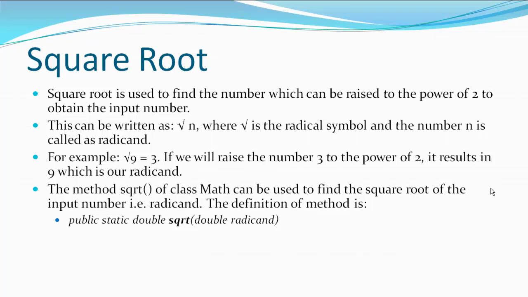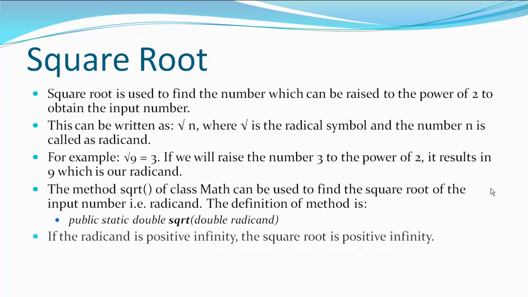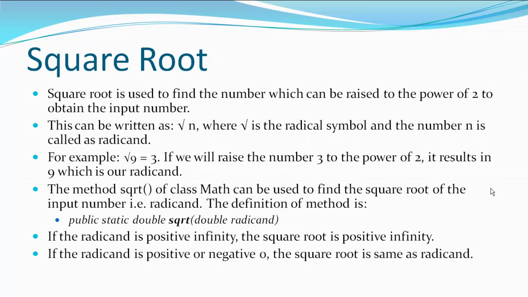To calculate this square root, we have the sqrt function in class Math, which is defined as public static double sqrt, and the radicand used is of type double. If the radicand is positive infinity, the square root is positive infinity. If the radicand is positive or negative 0, the square root is the same as the radicand. Let's discuss the square root with an example.